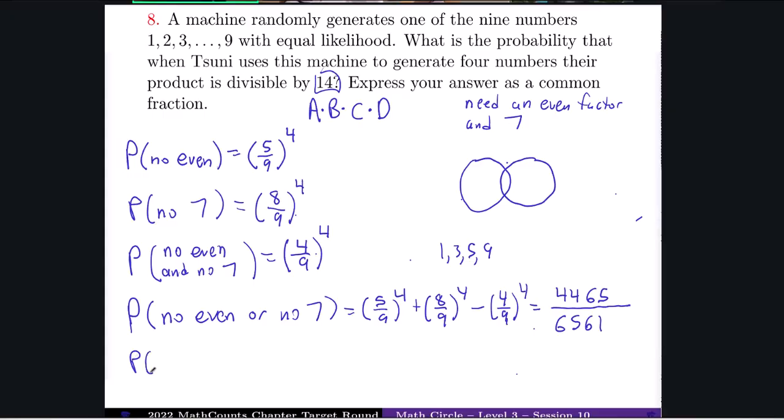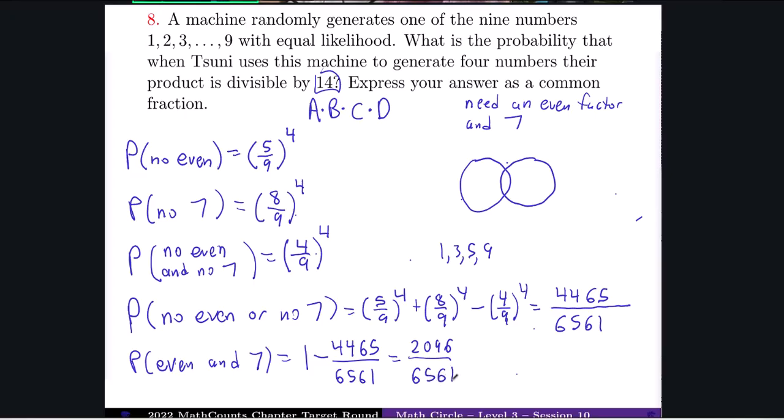So if you want the probability that you have an even and a 7 out of your 4 numbers, it's going to be 1 minus the probability of having no evens or no 7s. There's even a little logic kind of tossed in, so we have our logic unit and our probability unit all coming together in one thing, which is why this is a number 8. Number 8s are usually quite difficult. So when I do this subtraction here, I get 2096 over 6561.